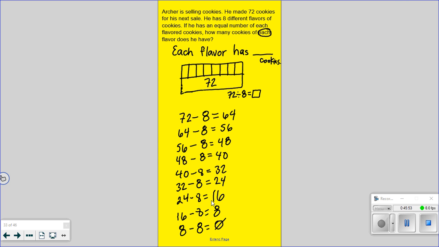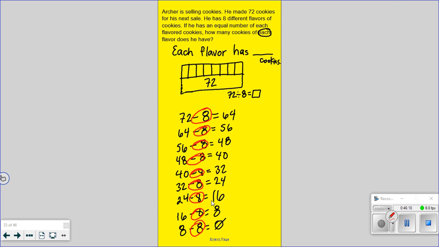And I find all my minus 8s because those are all my groups. Here's 1. Here's 1. Here's 1. Whoa. That's a lot of groups.